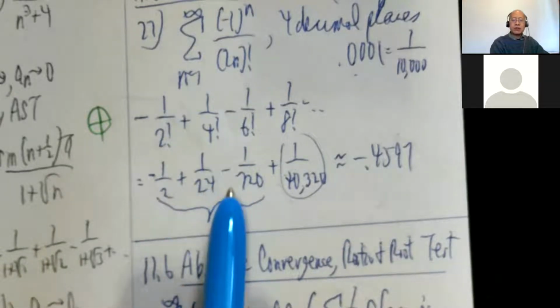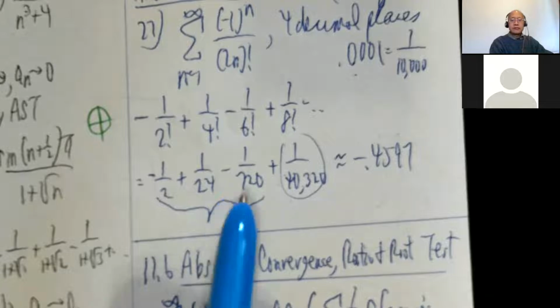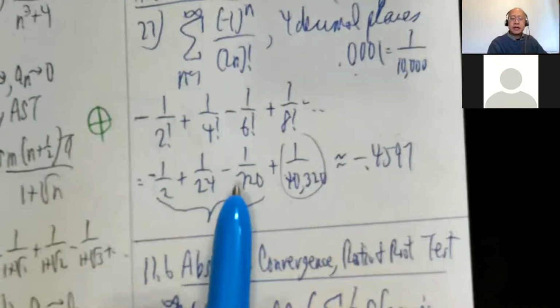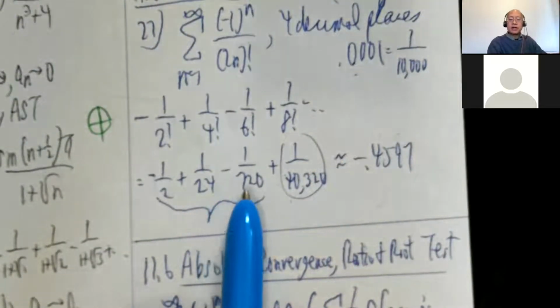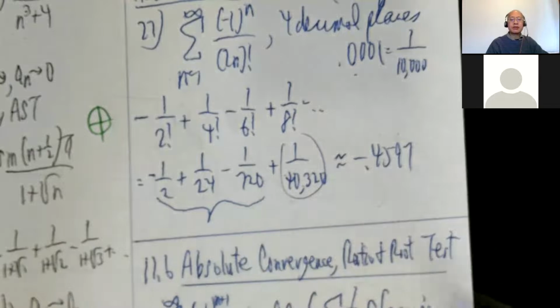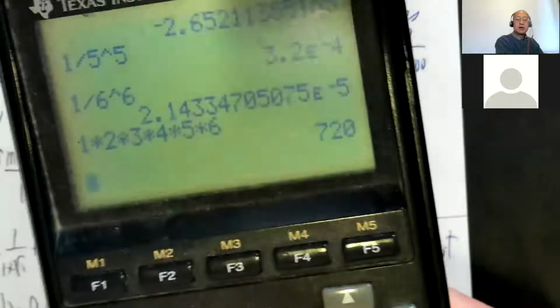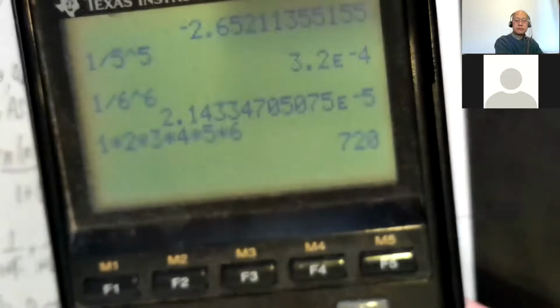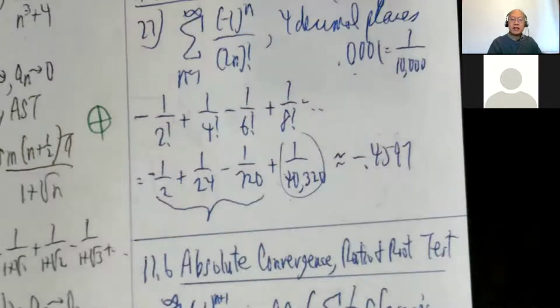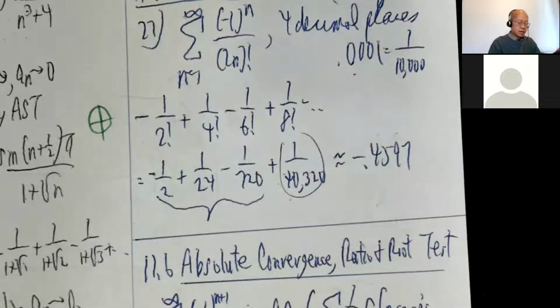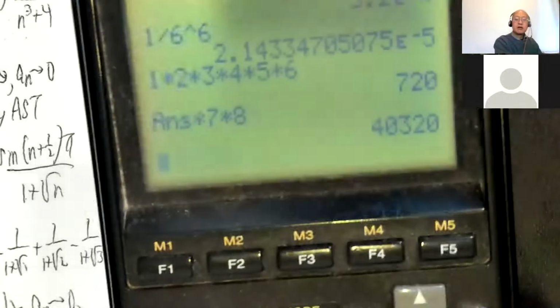6 factorial is 720. Some of you actually have a button that does factorial. If you do, great. If not, it's literally 1 times 2 times 3 times 4 times 5 times 6. I'll just show you that. 1 times 2 times 3 times 4 times 5 times 6 is 720. Then 8 factorial, I go times 7 times 8: 40,320.